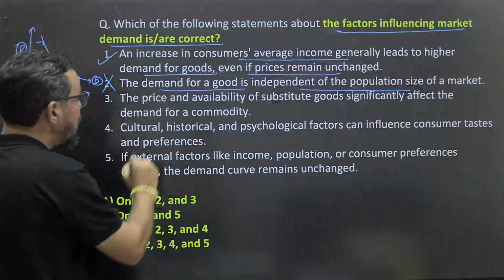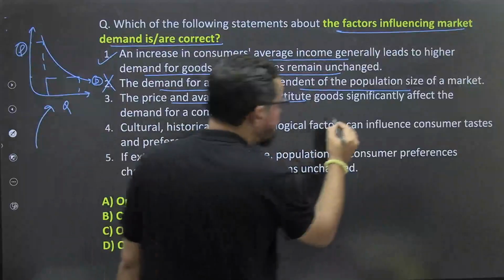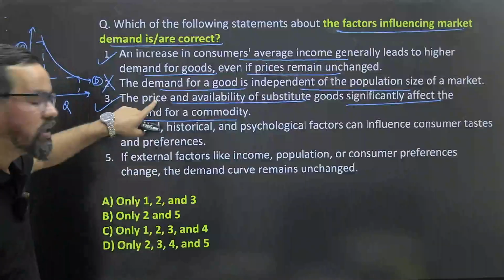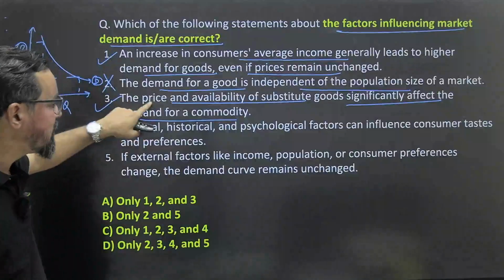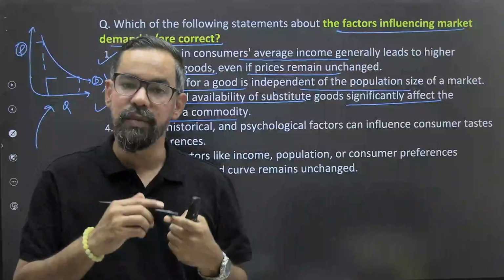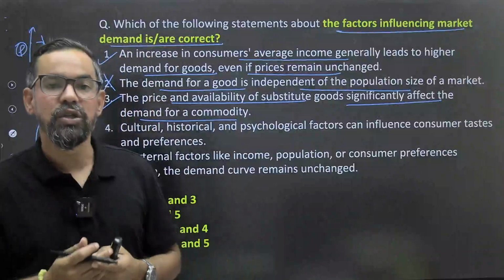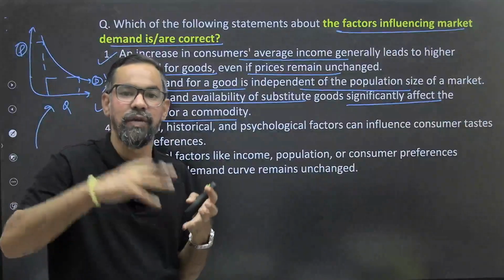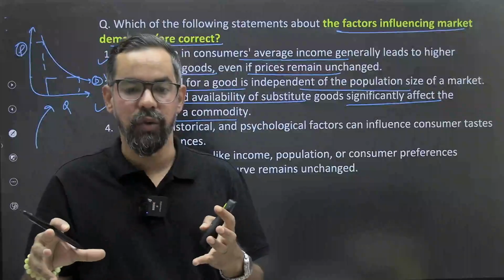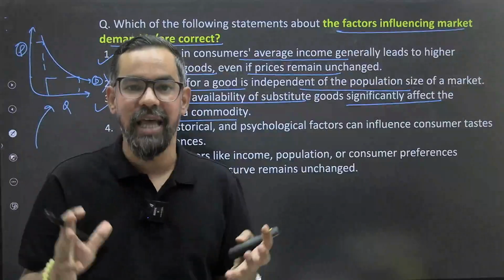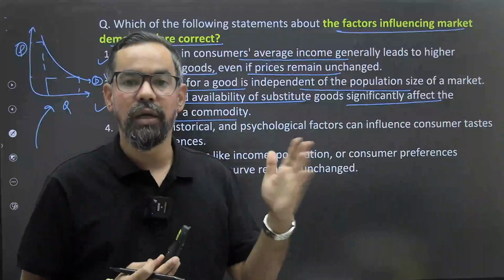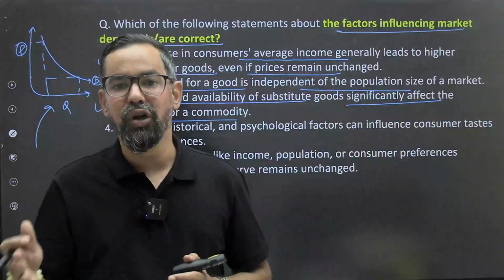So this is wrong. The prices and availability of substitute goods significantly affect the demand for a commodity: 100% true. It is also known as the substitution effect, right? We have two types of goods: one is substitute, another is complementary goods. A substitute is a kind of replacement, like coffee for tea, or petrol for diesel, or CNG for petrol. So let's say you are studying tea, and you are creating a demand curve for tea.